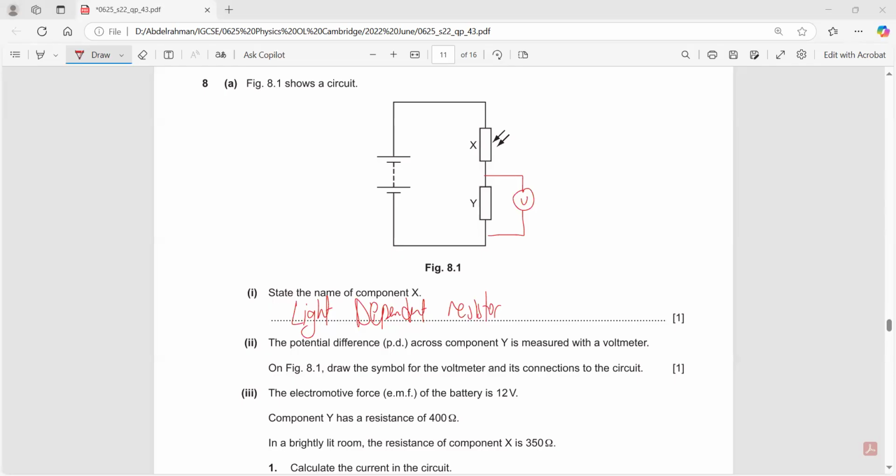You can draw it to the left or to the right. It's okay. You can do either.